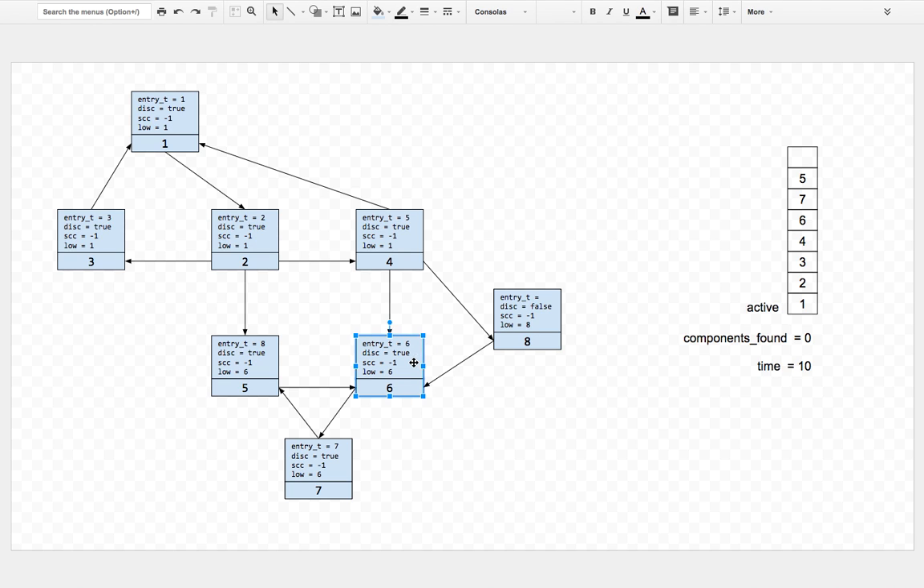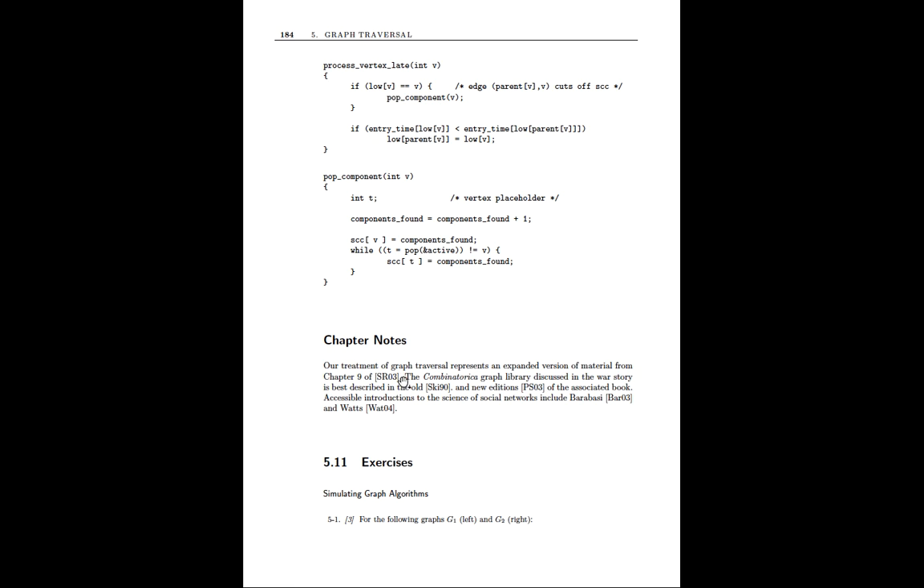We increment the time marker as we depart from vertex 7 and return to vertex 6. So now we were in the process of exploring all of the edges from vertex 6. We just explored this outgoing edge, which is the only out edge from vertex 6. Therefore, we have finished all the edges for vertex 6, which means we now process vertex 6 late.